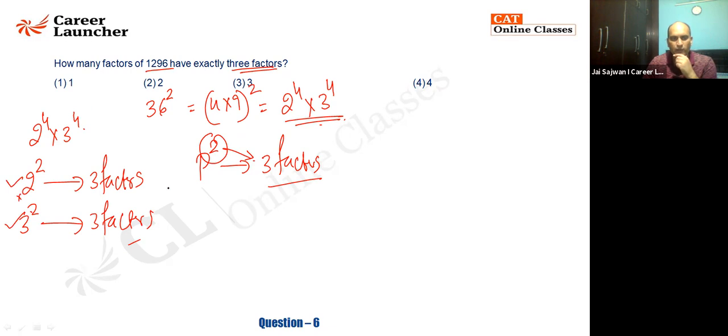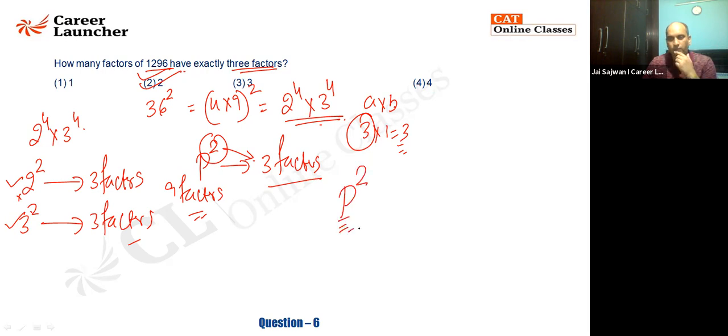If you multiply them, you will get 9 factors. I don't want 9 factors. I want 3 factors. So there are only 2 numbers. Very nice. Well done, my dear. There are only 2 numbers which will have 3 factors. Moreover, 3 cannot be written as a product of 2 numbers. Only 3 into 1 is 3. So 3 factors will come only when one prime number is having a power of 2.